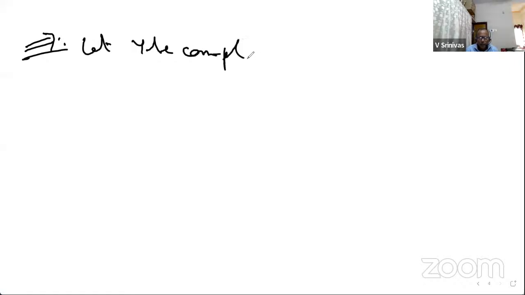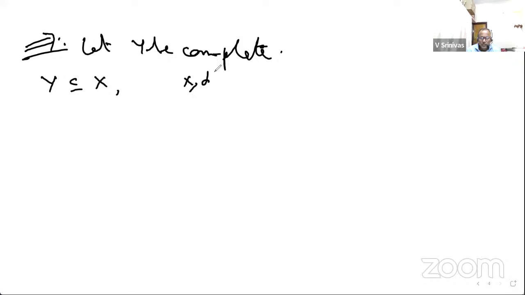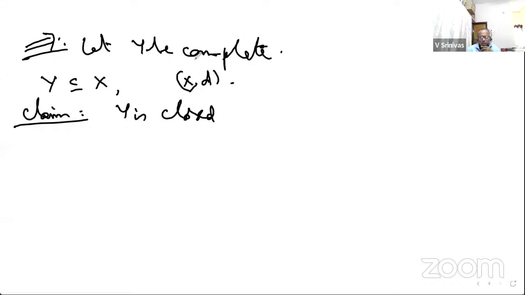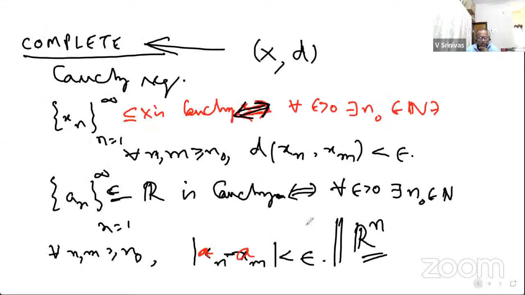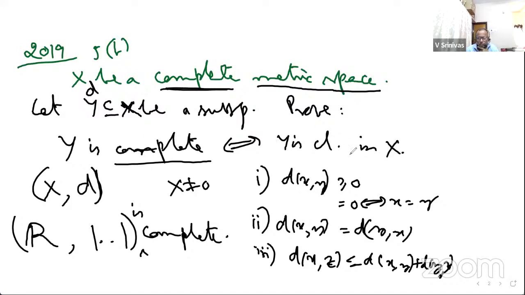Okay. So I'll do this part first. Let Y be complete. I have Y contained in X, where (X, D) is a metric space. We are assuming that Y is complete. What we have to show? Claim: Y is closed. I'm assuming Y is complete, and I'll show Y is closed.